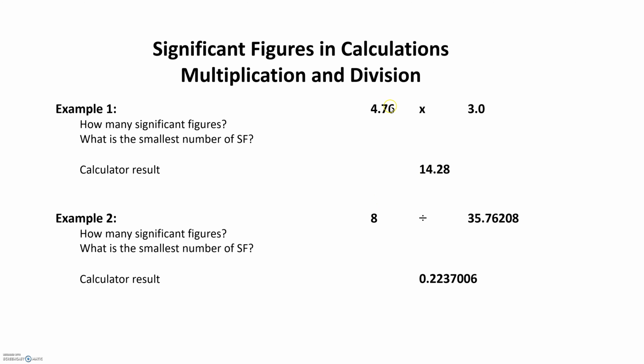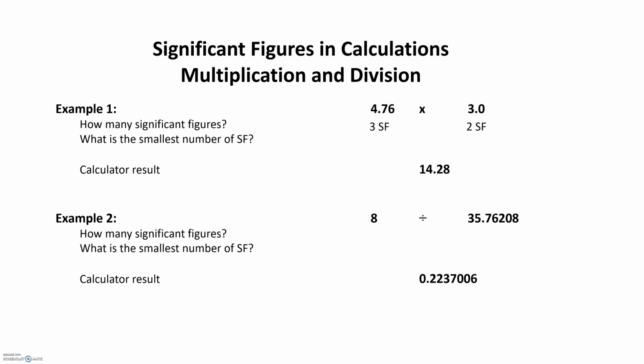So we have to be able to count how many significant figures are in 4.76 and how many significant figures are in 3.0. So take a moment and decide that. So there's 3 significant figures in our first number and 2 significant figures in our second number. Note that I'm going to use SF, capital S, capital F, for significant figures, just so we don't have to write that out the whole time.